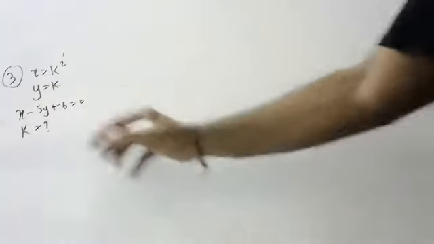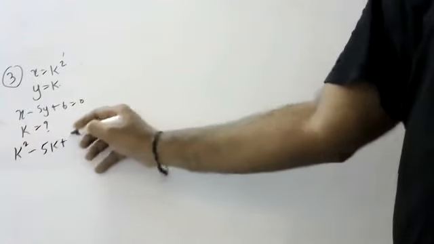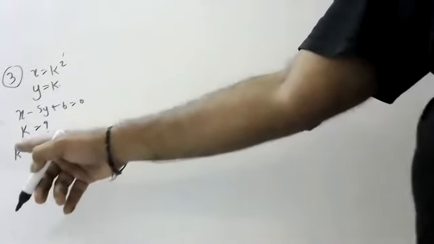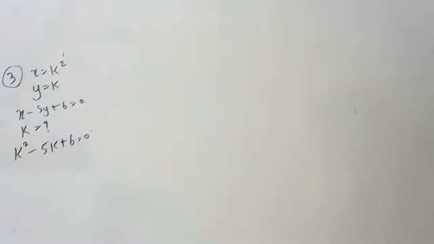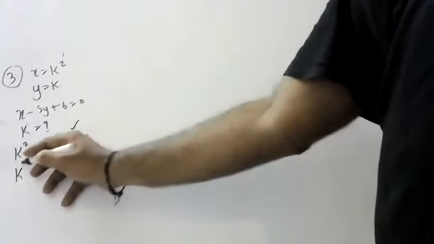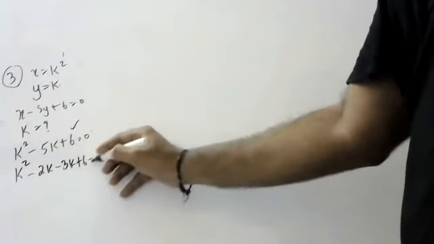Now you tell me, x is equal to k square. k square minus 5k plus 6 equals 0, you know? Do you know how to split the middle term? 2 3s are 6. k square minus 2k minus 3k plus 6 is equal to 0.